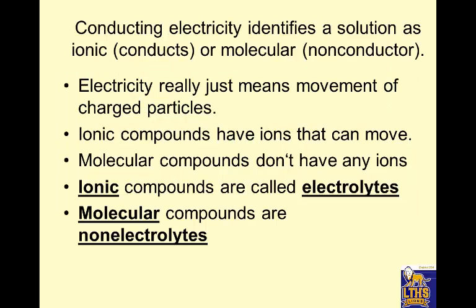Okay, so conducting electricity helps us decide what kind of things dissolved to make the solution. So, what does electricity mean? Movement of charged particles. Ionic compounds have ions that can move, not when they're solid, but when they're dissolved. Okay, molecular compounds don't have ions. All right. Molecular compounds don't have any ions. So because ionic compounds dissolve to form ions, they conduct electricity, and that's called an electrolyte.